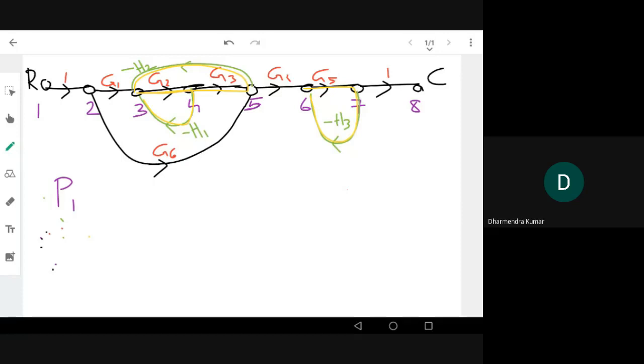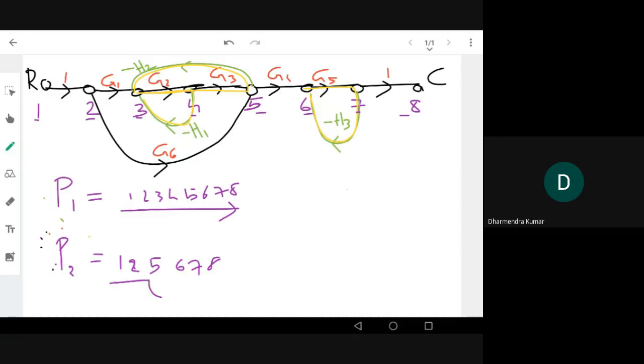Can you find P1 and P2? Let's say the first forward path is straight, 1, 2, 3, 4, 5, 6, 7, 8. This is the first forward path. The second forward path, P2, is 1, 2, 5, 6, 7, 8. This is the second forward path. Is it clear? One is straight. The second is just through G6. Okay.